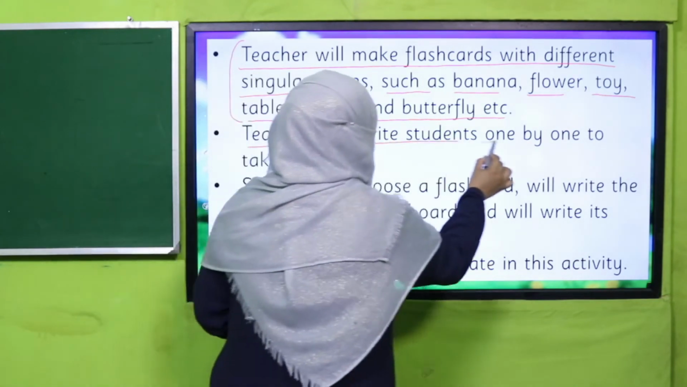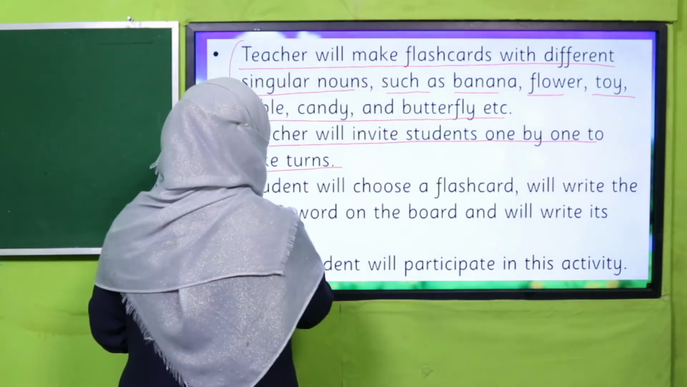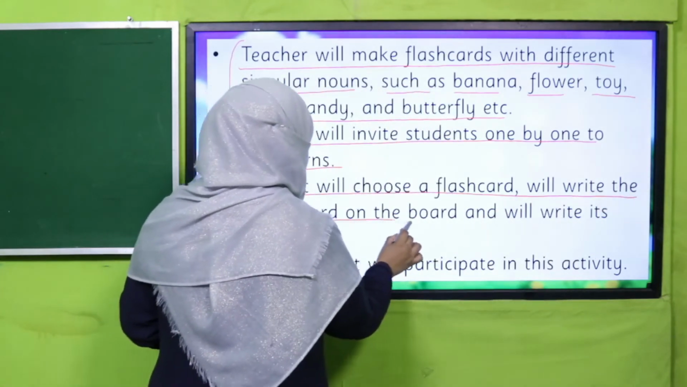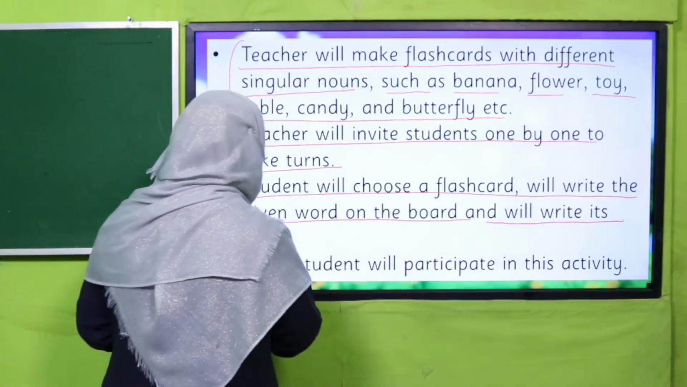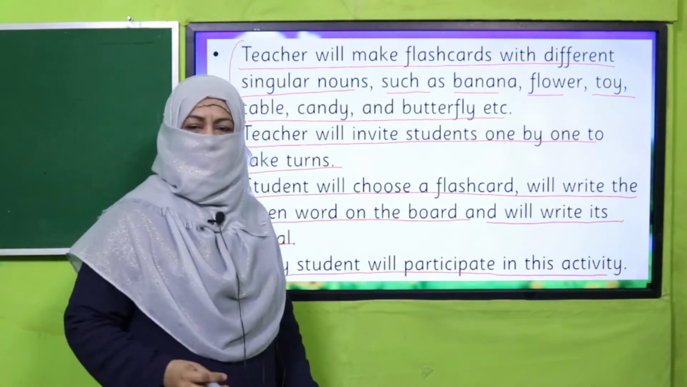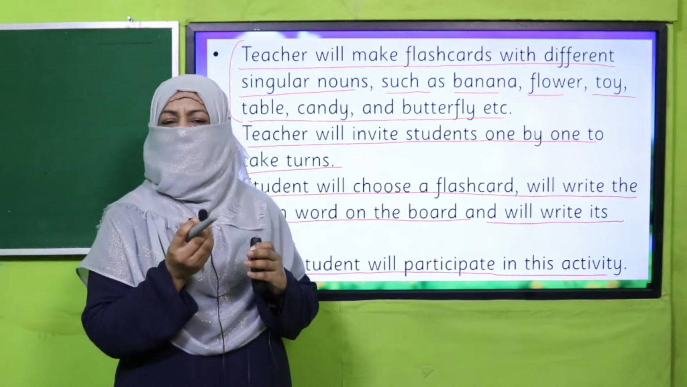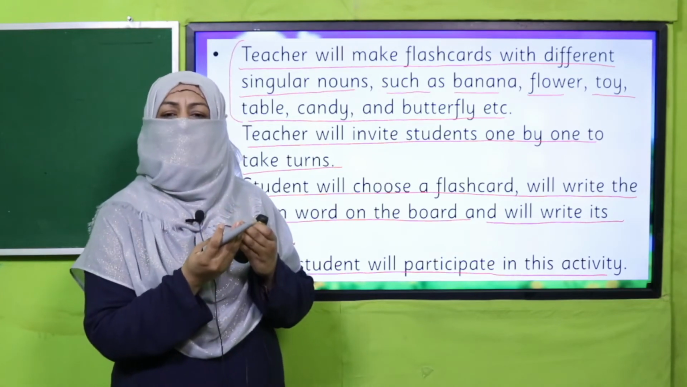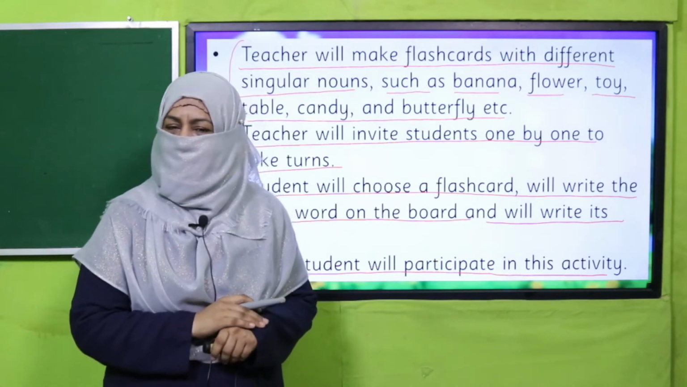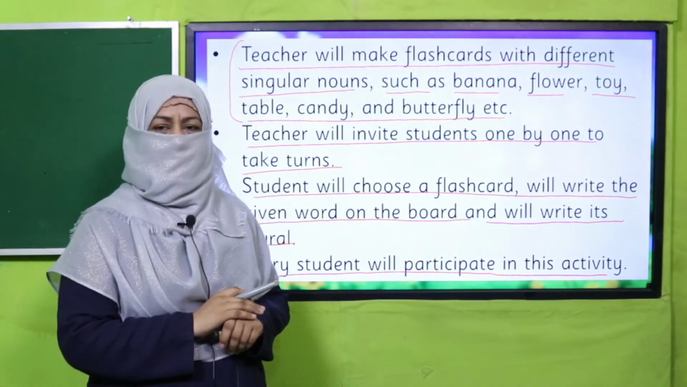Teacher will invite students one by one to take turns. Student will choose a flashcard, will write the given word on the board and will write its plural. Every student will participate in this activity. All right, so you will come, you will select a flashcard, you will read the singular noun, you will write it and also write the plural on the board. Pause the video, enjoy this activity and then come back.